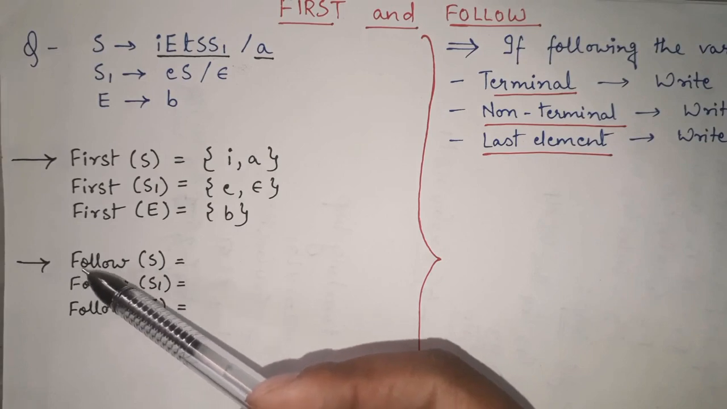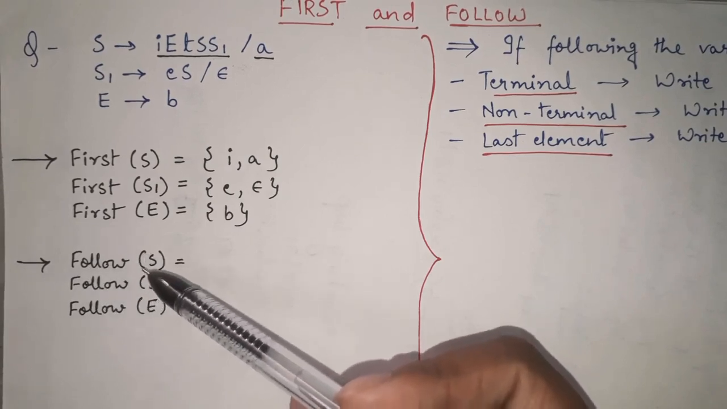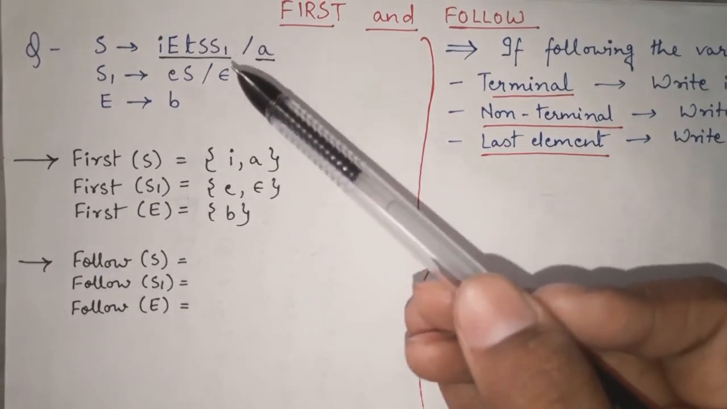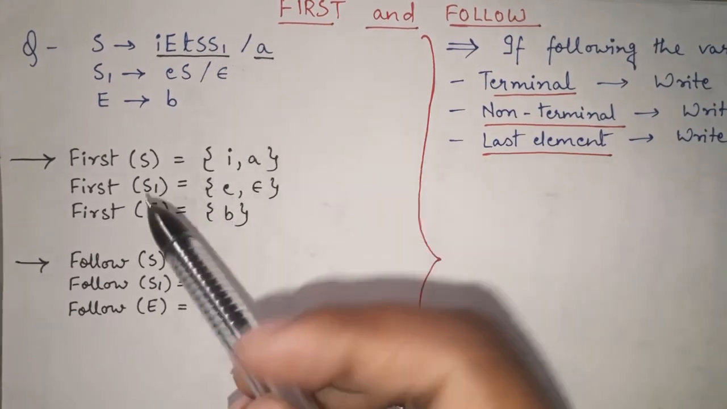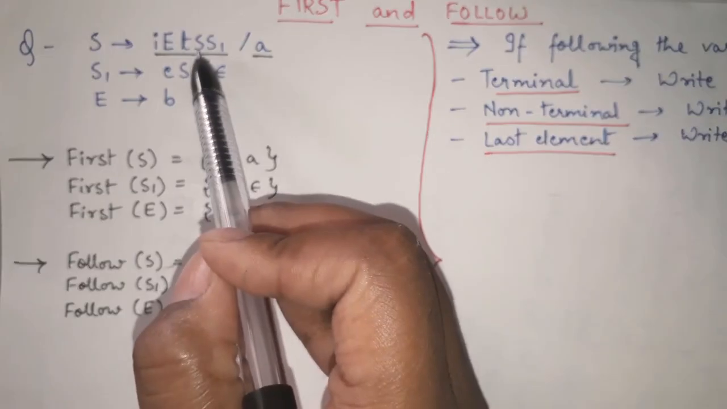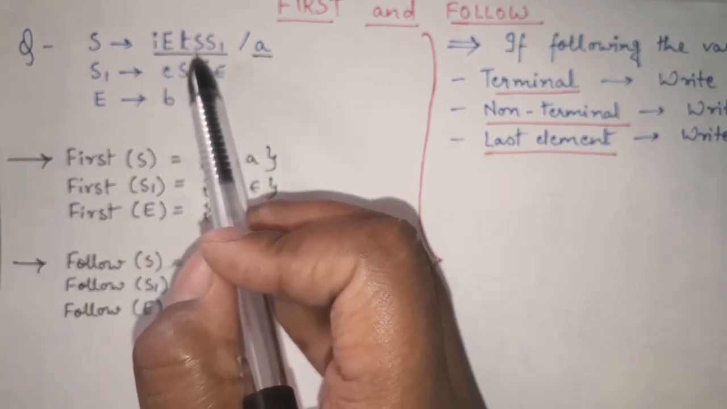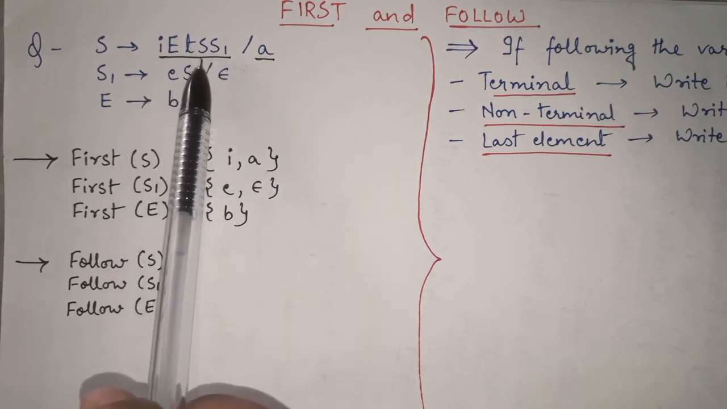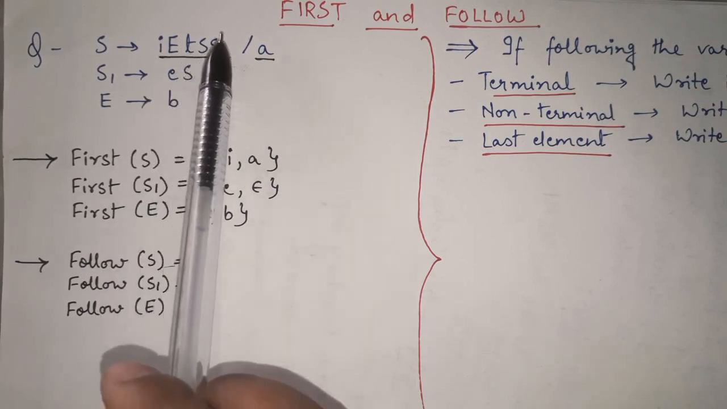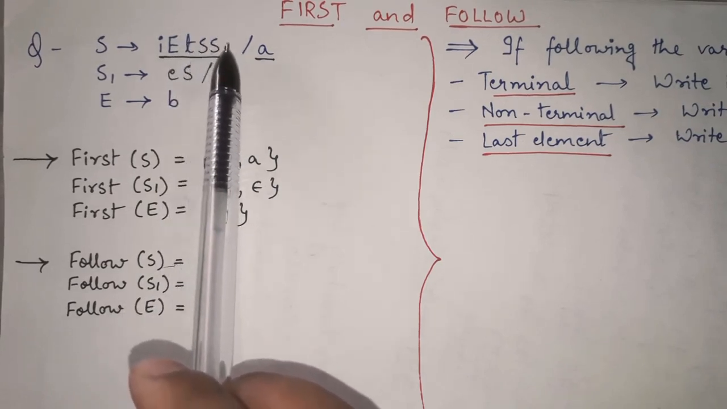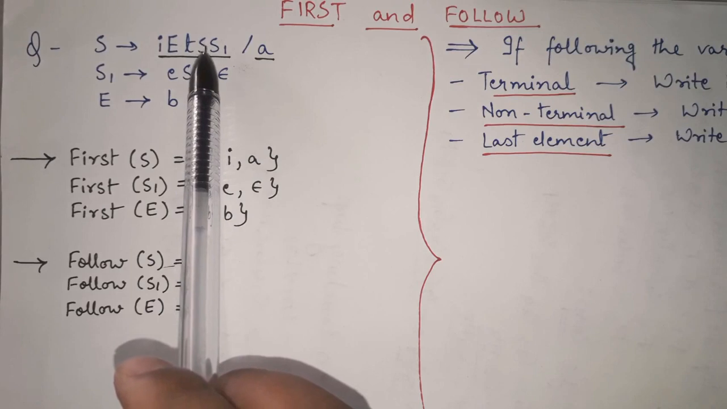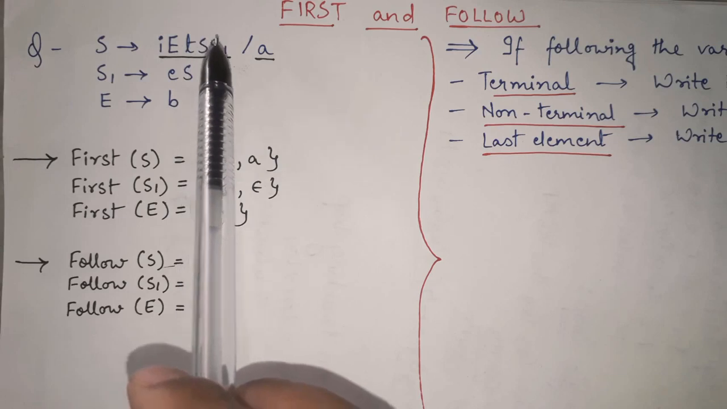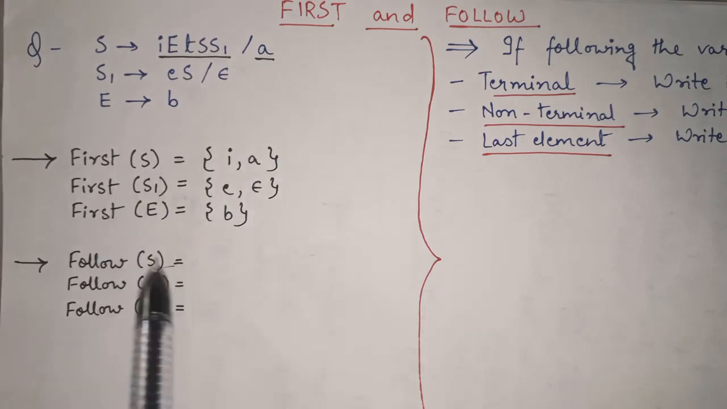And what do we mean by follow? If we want to find out follow of S, I have to see that in my RHS, wherever S is there, whatever is following S, I have to take the decision according to that. For example, here in RHS we are having capital S. Now if I want to see what is following capital S, this S1 is following capital S. So I have to see what is coming after that S, and based on that we will be taking the decision that what will come in our follow.